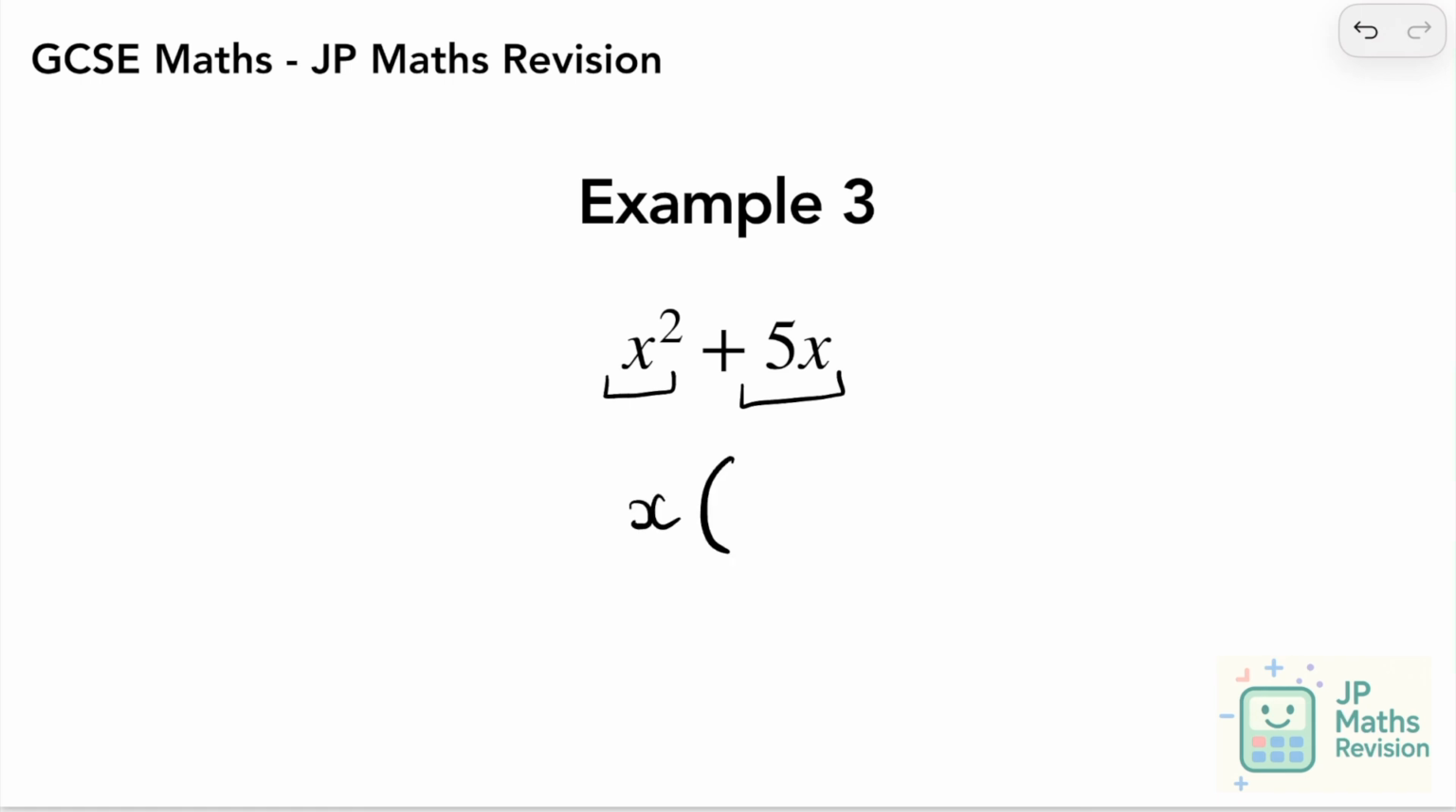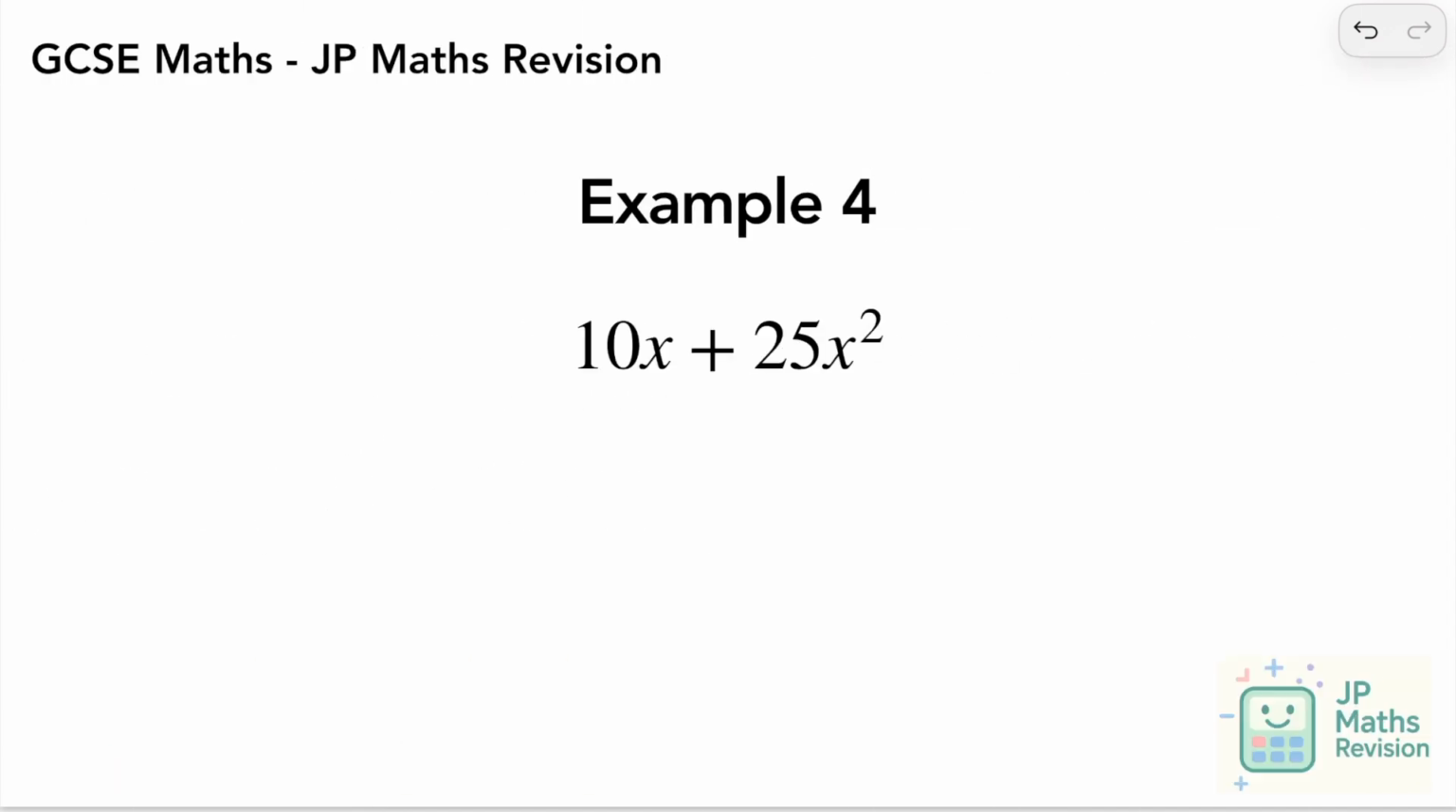And then again, we need to ask ourselves, what do you have to multiply to x to get to x squared? So in this case, x times itself, so x times x is x squared, and then x times 5 is 5x. Okay, so this one is x bracket x plus 5.